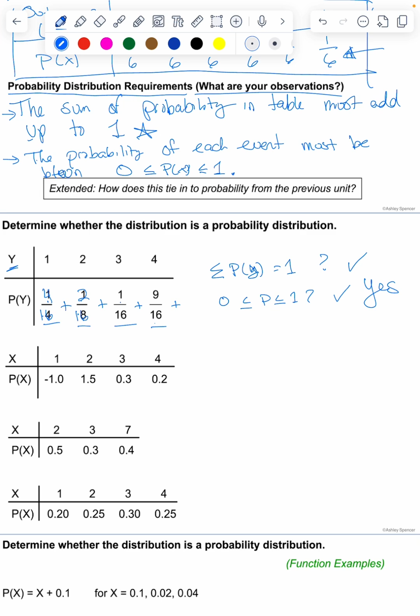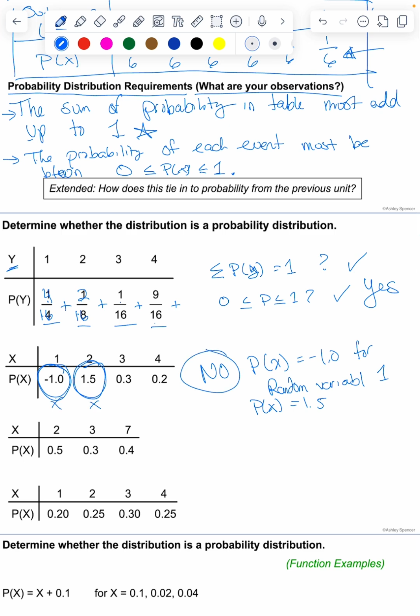Is the second table a probability distribution? Well, right off the bat, no, it's not. Why? Because P of X equals a negative 1.0 for the random variable 1. And it can't be greater than 1, right? So these two things basically tell us that this is not a probability distribution.